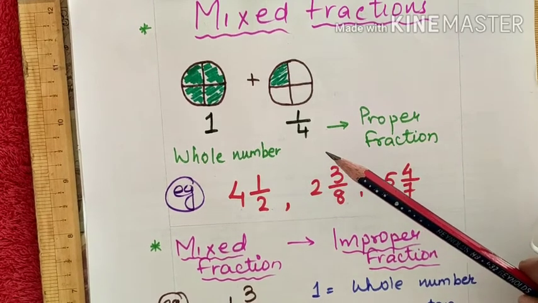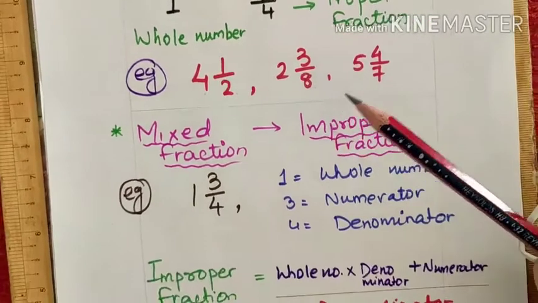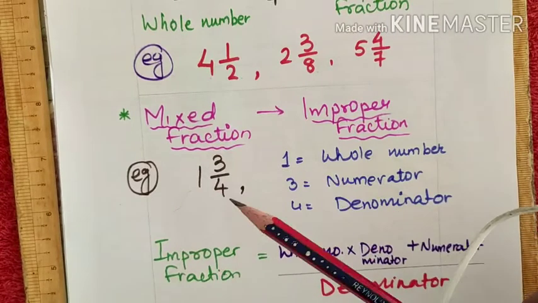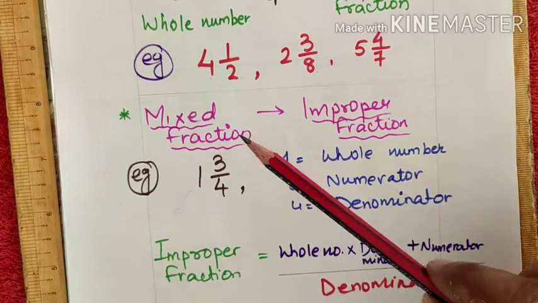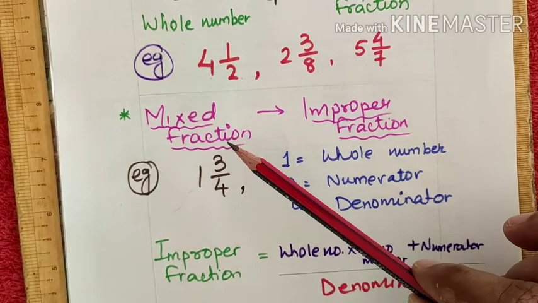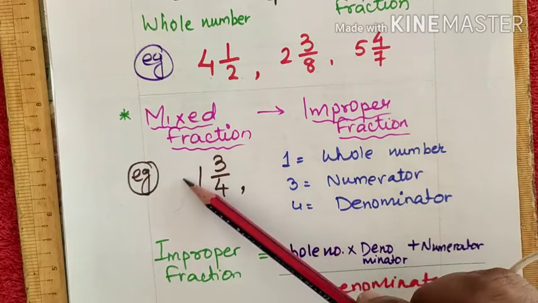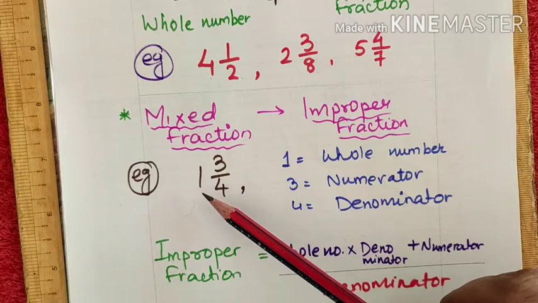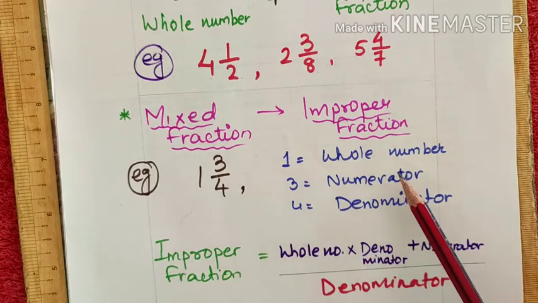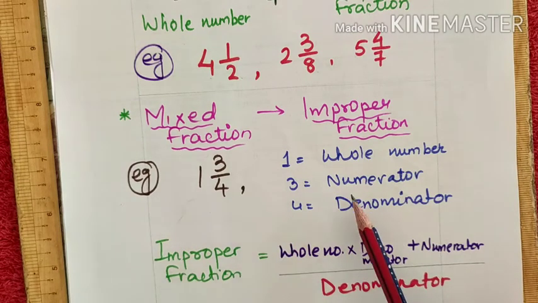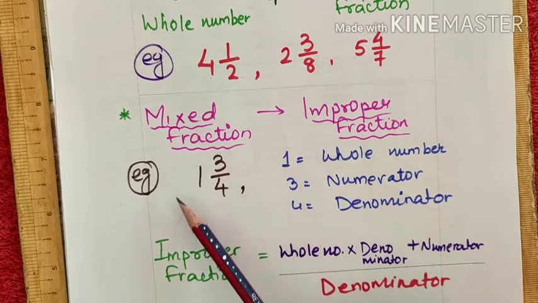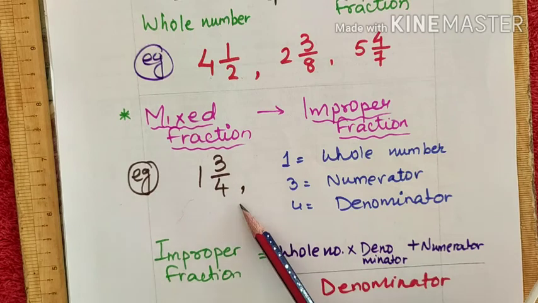Now we'll try to solve, and I'll explain the conversion of a mixed fraction, I repeat, into an improper fraction. Now you can see I've written this as a mixed fraction. 1 is a whole number, 3 is the numerator and 4 is the denominator. So this is a mixed fraction, 1 3/4.